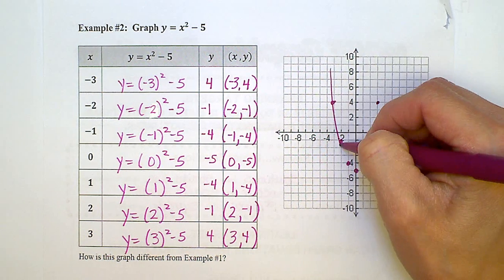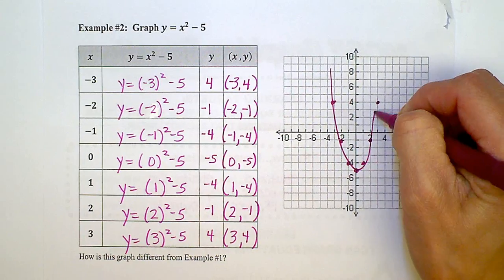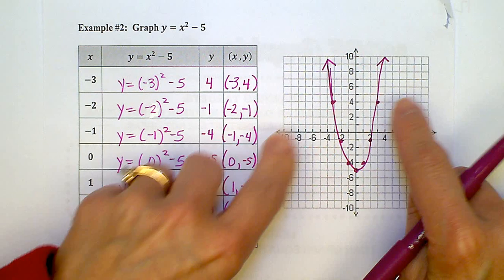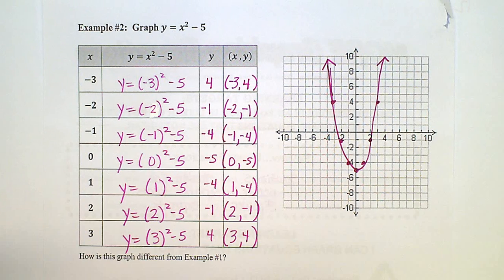You're going to curve these around. This is called a parabola. This is the shape here. Make sure you extend it a little bit and put arrows on the end. And there's your example number 2.